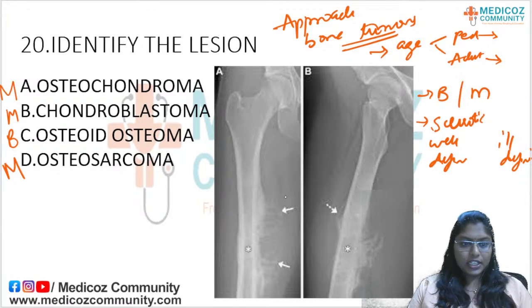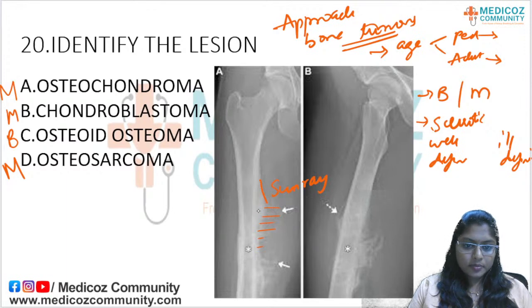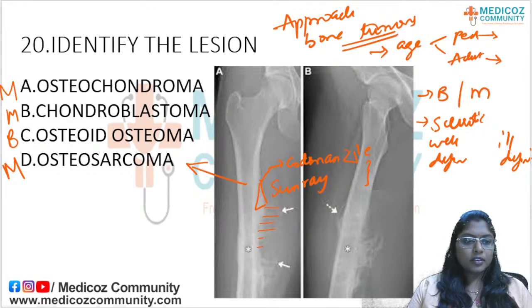Yes, it is a malignant lesion because it is ill-defined and there is periosteal reaction in the form of sunray appearance, and there is elevation of the periosteum giving a triangular Codman's triangle seen here. These two are characteristic for osteosarcoma. Good.